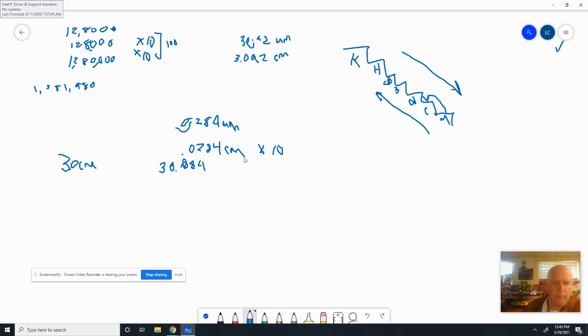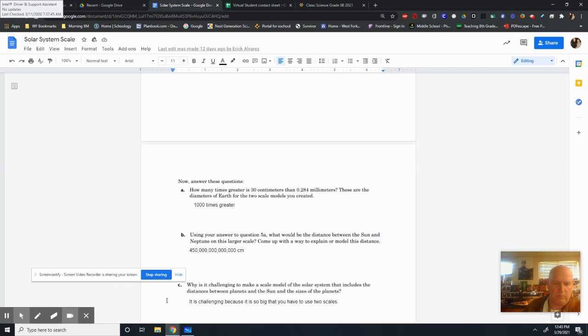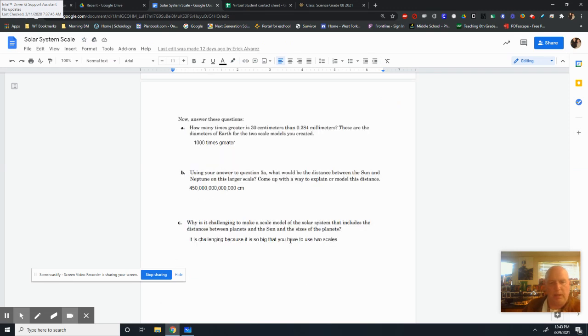Just to get it to centimeters, we moved it 10 times. Then we still have the ones place, which is another 10, and the tens place, so that's another 10. So 10 times 10 times 10 is 1,000. So it's at least 1,000 times greater. Hope that made sense. So it's roughly.